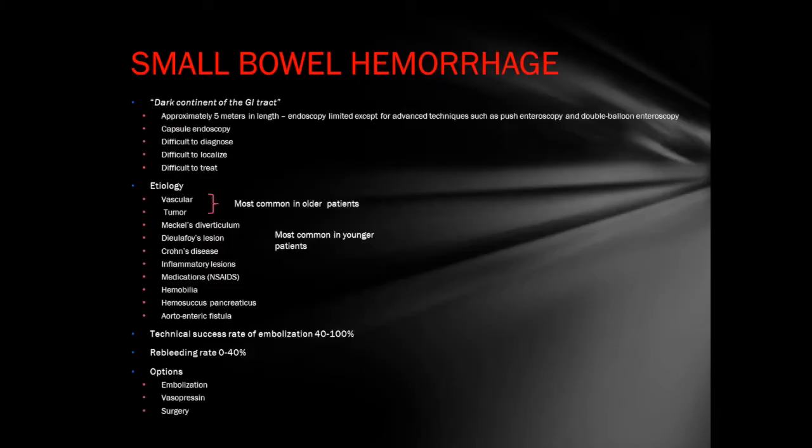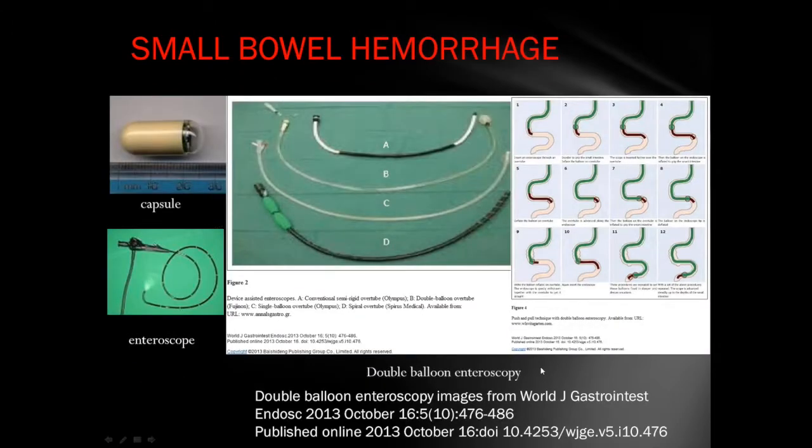Small bowel hemorrhage can be very difficult to treat through embolization. Technical success rates range anywhere from as low as 40% to 100%, and rebleeding rates are very variable in the literature, ranging anywhere from 0 to 40%. Options include embolization, surgery, and if all else fails, good old-fashioned vasopressin therapy into the SMA.